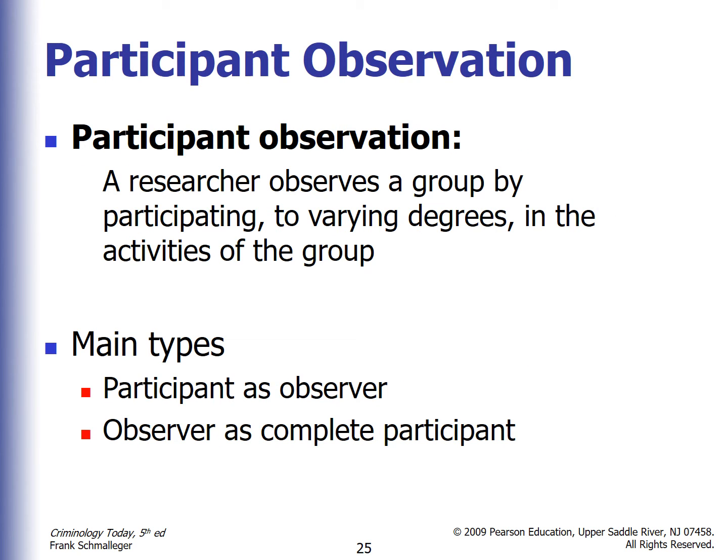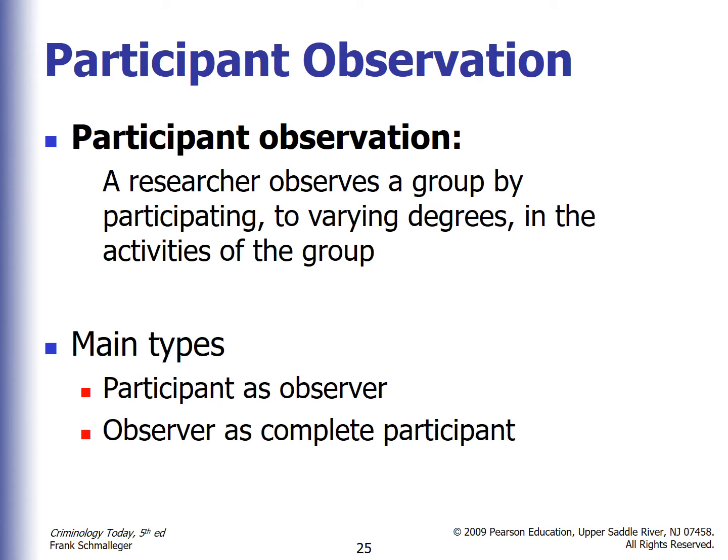Participant observation is, as I said, where a researcher observes a group by participating to varying degrees in the activities of the group. They may just go, maybe, to group meetings. Matter of fact, when I was doing my master's in criminal justice, one of the things that I had to do was go to an AA meeting. And while I was at the AA meeting, I had to interact with the folks, and then I had to do a report afterwards. So I was simply an observer, a real participant observer. So I just went and watched. I to some degree participated, but not a great deal. So I would still say I was an observer.